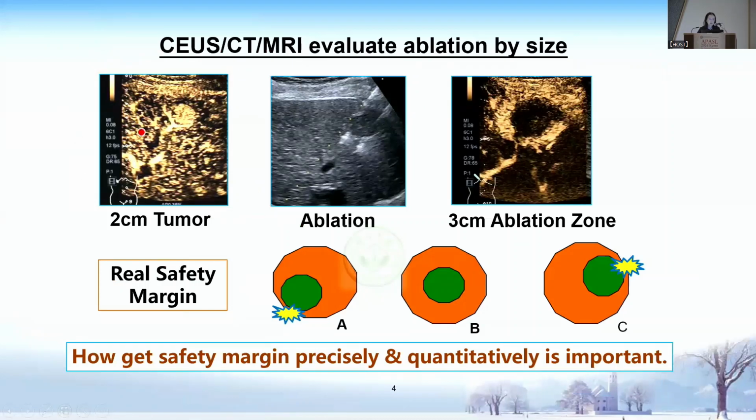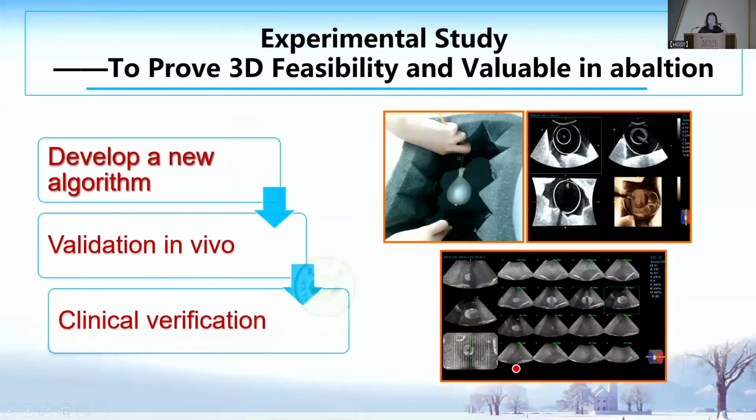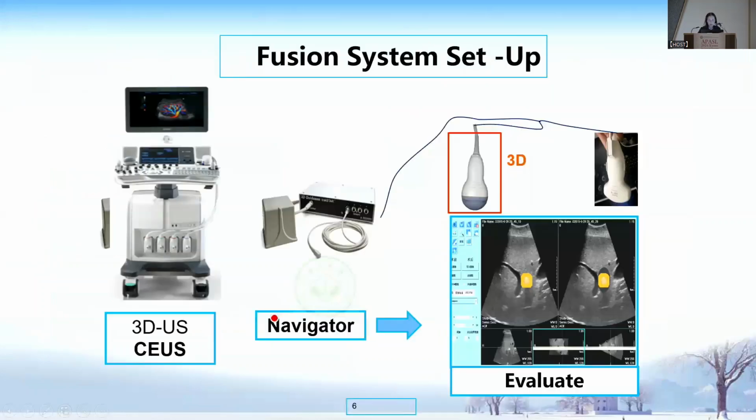Usually for a 2-centimeter tumor, we puncture maybe 2 needles and we get a mono-3C ablation. We think it's okay. But actually, in the real situation, it may be situation A, B, or C. So getting the safety margin precisely and quantitatively is very important. So we want to prove that 3D is feasible and valuable in ablation, from development and validation in vivo, and then clinical validation.